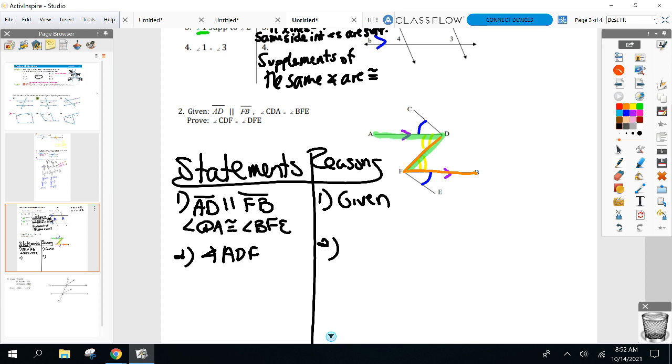ADF is congruent to angle DFB. This is what we wrote yesterday. What do you think the reason is going to be? Alternate interior angles are congruent. No, they're not congruent unless you have what? Parallel lines. You got to have parallel lines. That's why this needs to be there. Alternate interior angles are just alternate interior angles until those lines become parallel. Now they're congruent.